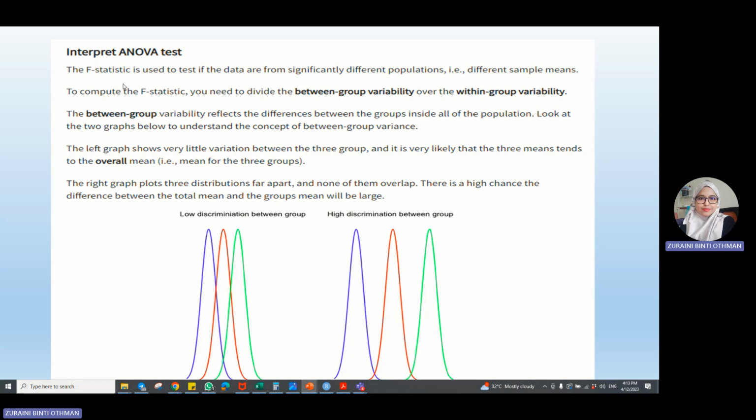This is how we can interpret the ANOVA test. This is low discrimination between groups, and this is high discrimination between groups. Just now, the example of between groups is 5 who followed the CBT treatment and 5 who followed the EMDR. We separate these two groups into different treatments. This is what we call between group. This is what low discrimination looks like.